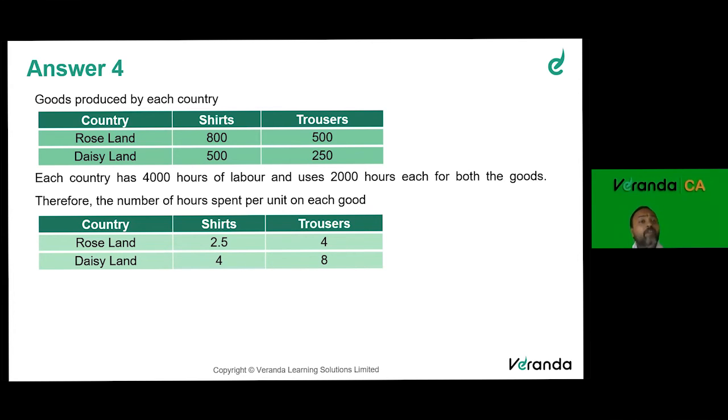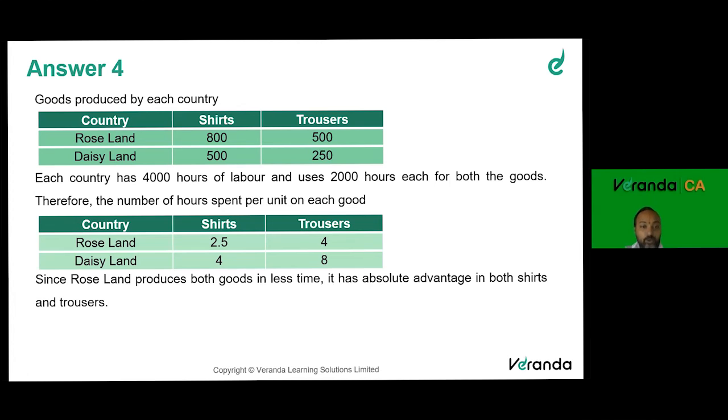So what is the number of hours spent per unit on each good? 2,000 divided by 800 gives you 2.5. Similarly, 2,000 divided by 500 gives you 4. And 2,000 divided by 500 gives you 4. And then again, 2,000 divided by 250 gives you 8. So this is the first level of computation that we are having. At this point in time, it is very clear that the absolute advantage in both shirts and trousers is with Roseland. So Daisyland is not great. Roseland is great with respect to this particular question. This is the answer for the first one.